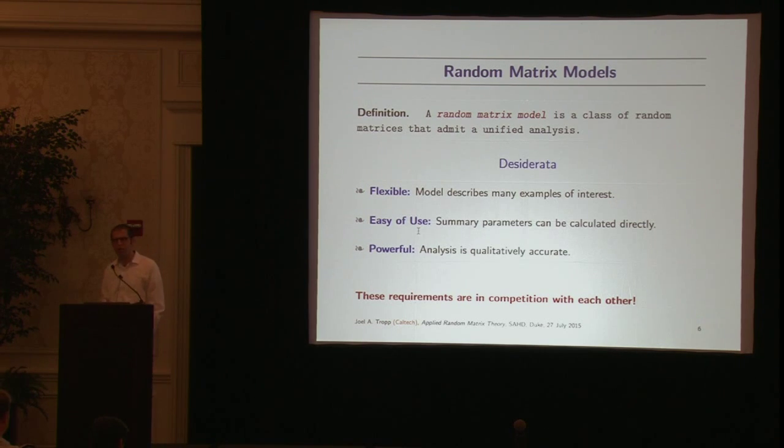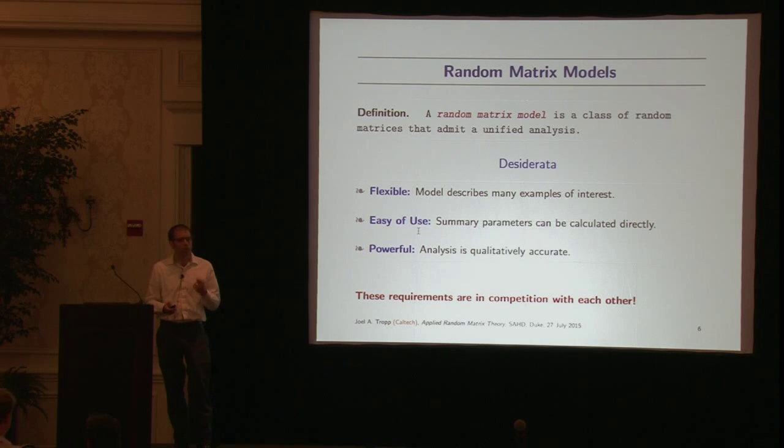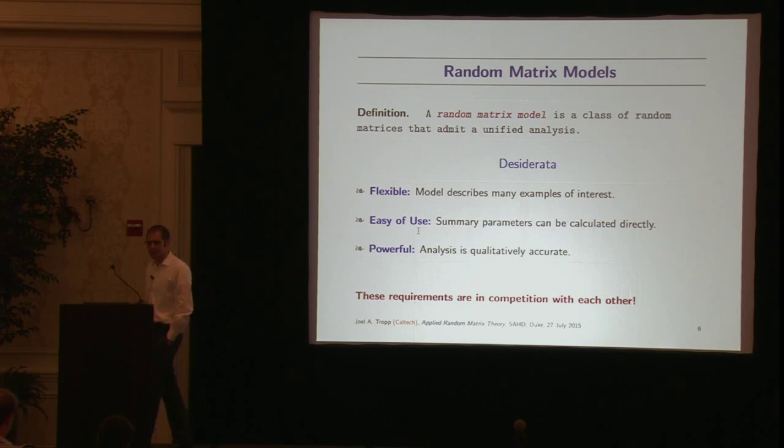Now, I would argue that these requirements are in competition with each other. So, for example, consider the random matrix model where the random matrix is always equal to the identity matrix. Okay. This model is very easy to use. It's extremely powerful. I can tell you all of the eigenvalues and eigenvectors of this matrix perfectly well, but it's not very flexible. It doesn't describe any random matrix of interest.